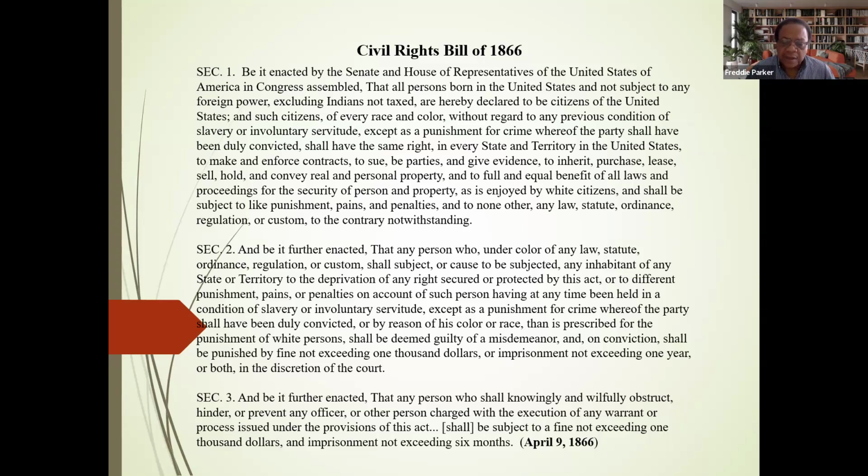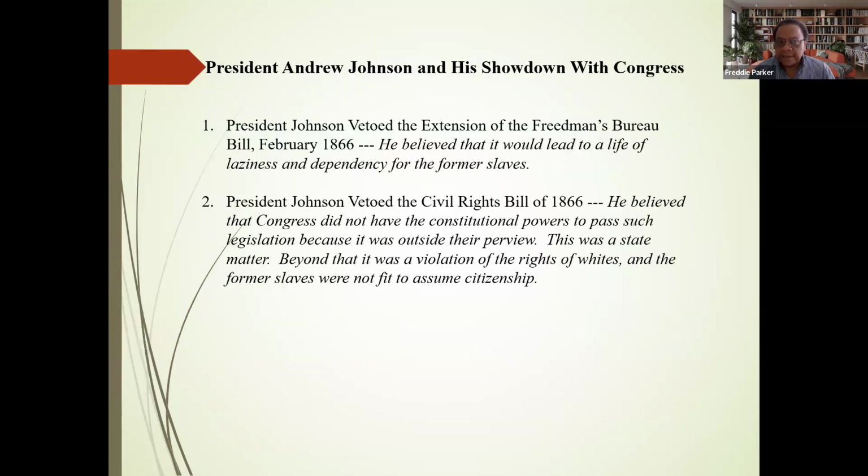Well, even though it becomes law in 1866, there were people in Congress who believed that you actually need an amendment, because, you know, it's a law. That law can be overturned at any time.